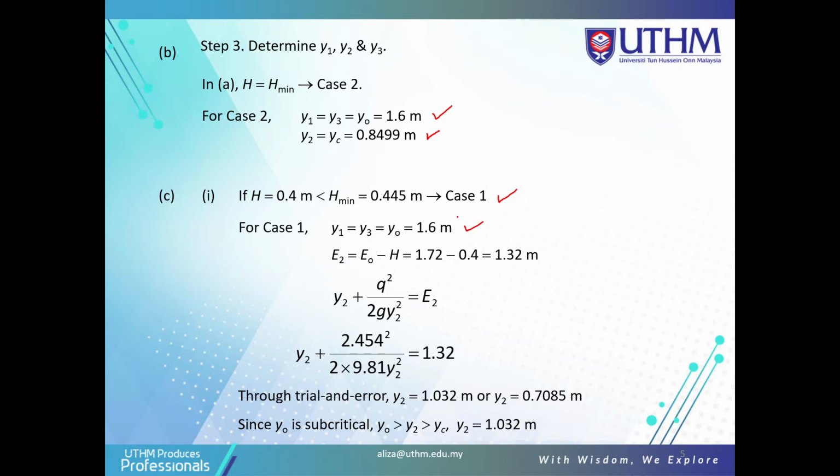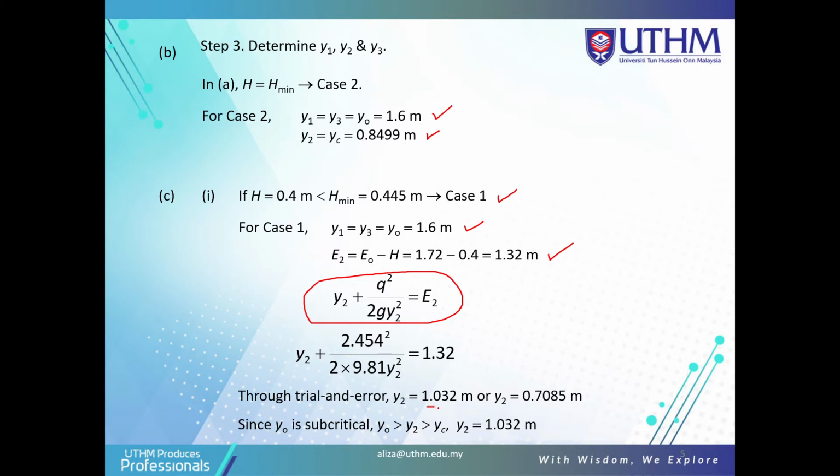Okay, and then E2 is E0 minus H minimum. So we get the value of H as 1.32 meter. Based on the specific energy equation, you just use the Y2 here and put in the value until you get E2, 1.32. Then, using the trial and error method, you get Y2.